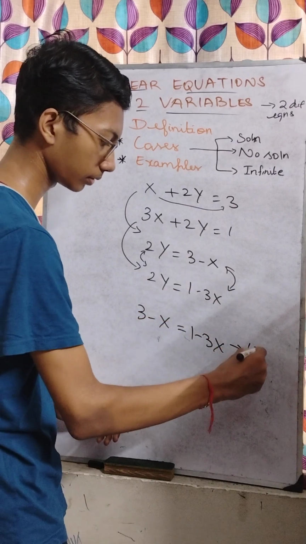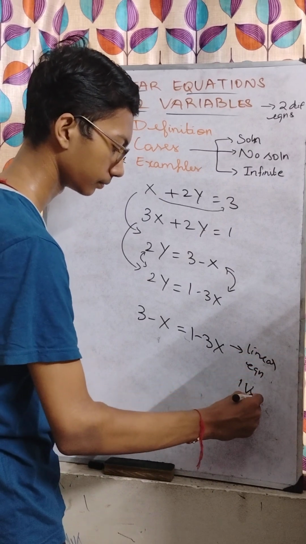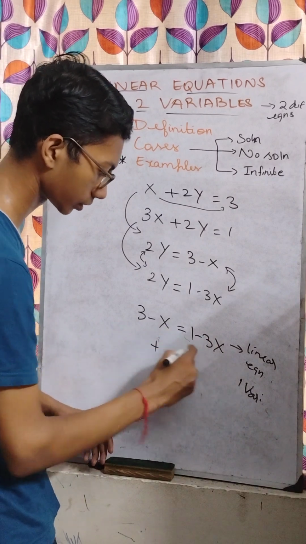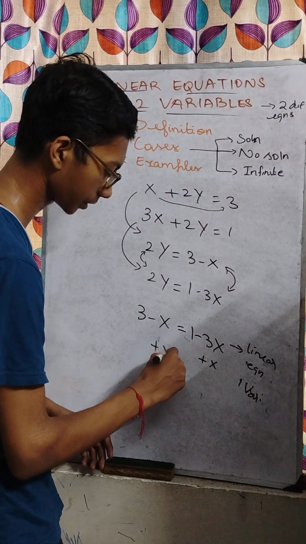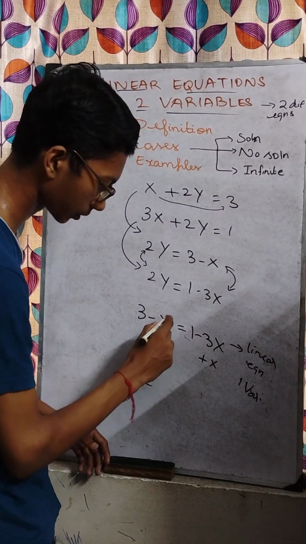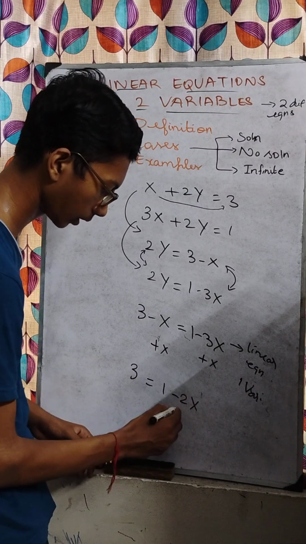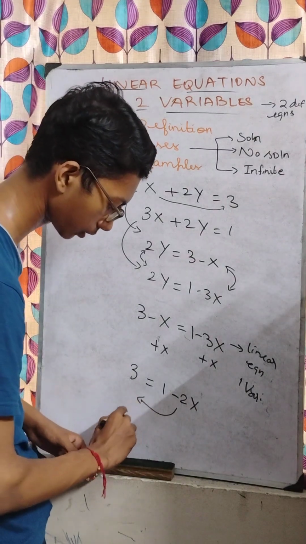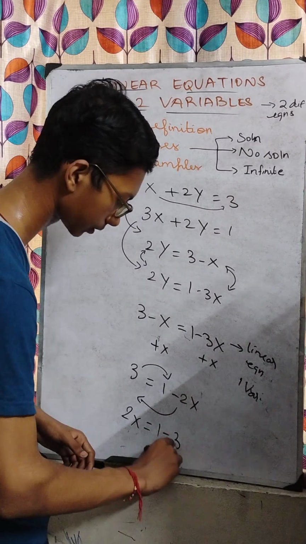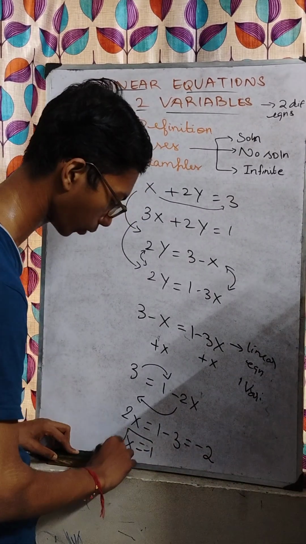Now this has become a linear equation in one variable, so we can just solve this by the usual method. What we do is put plus x on both sides. So we get 3 equals, this becomes 0, 1 minus 2x. Now taking this 2x here and this 3 here, 2x equals 1 minus 3, which is minus 2. So x is minus 1.